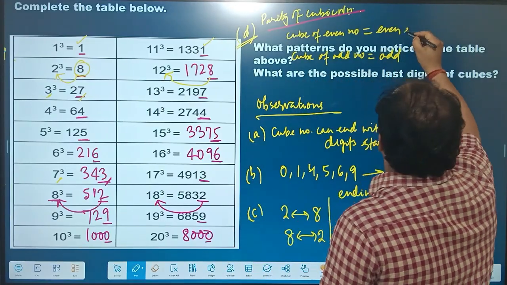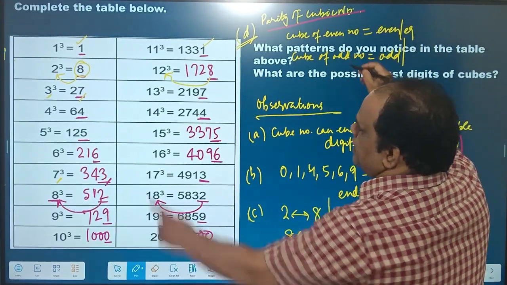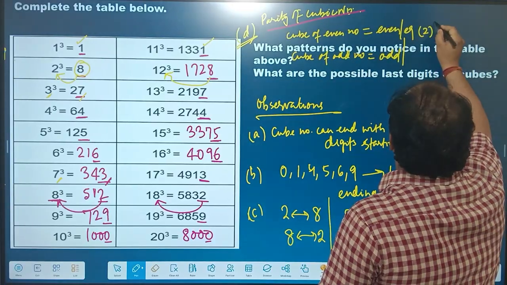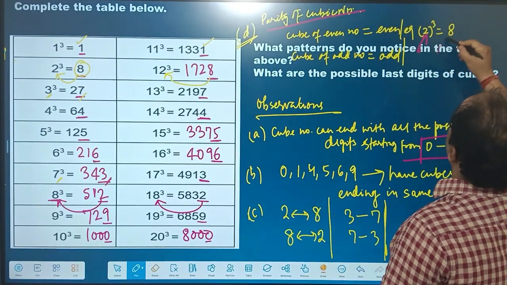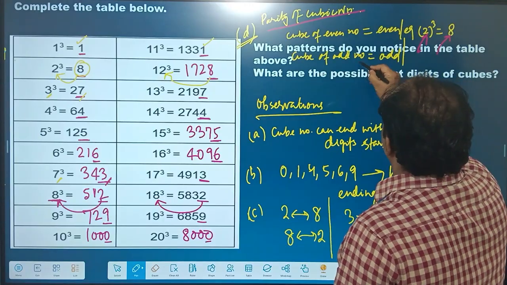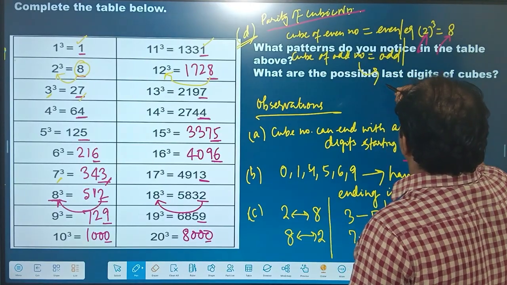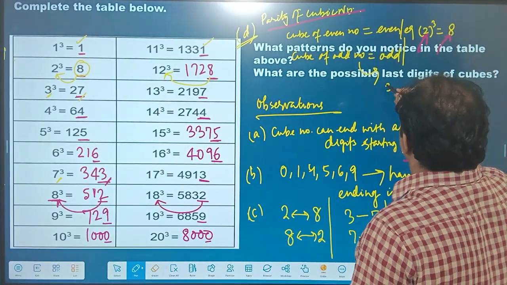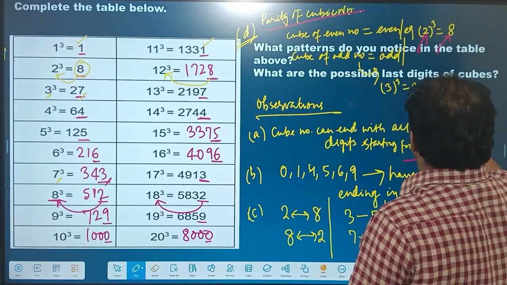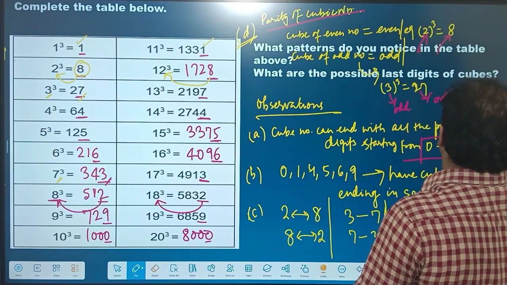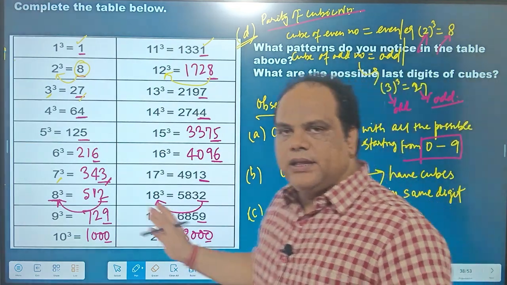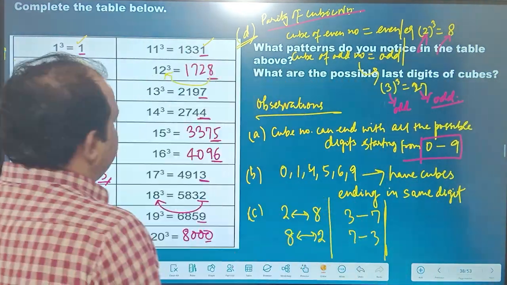Let's say an example. Take any even number: the cube of 2 is 8. So this is an even number, and this is also an even number. Let's take any odd number: the cube of 3 is 27. So 3 is odd, and thus 27 is odd. So these are the patterns we see in this table.